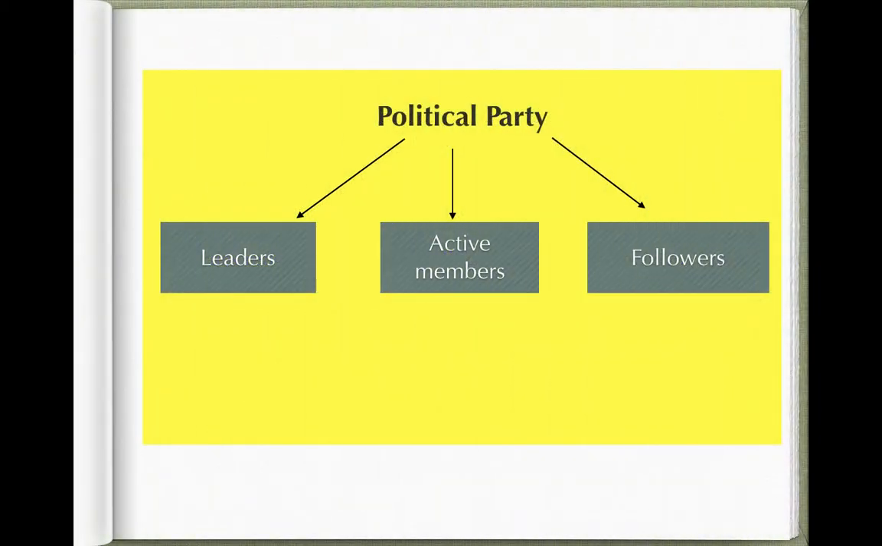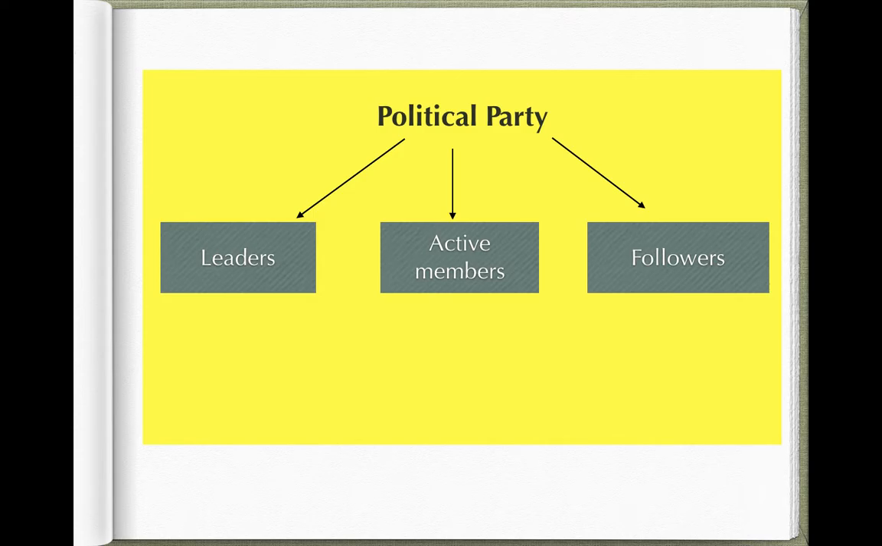Now, the political party has three main components. That means any political party is made up of these three things. What are they? First thing is a leader. Every political party has a leader. Okay, the person who is leading the whole party. Okay, that is a leader.